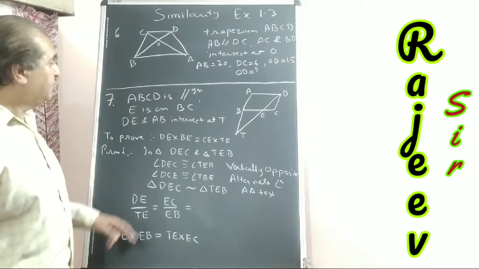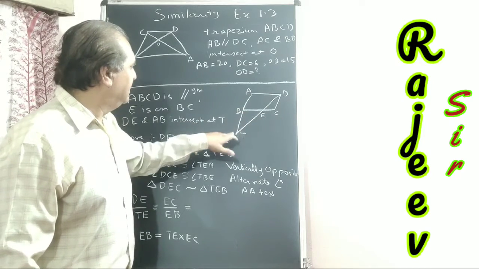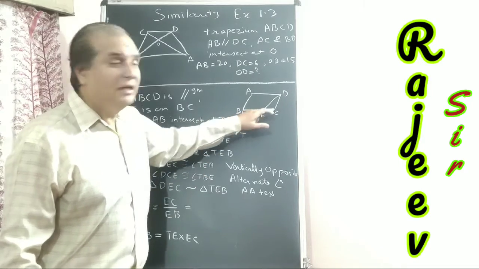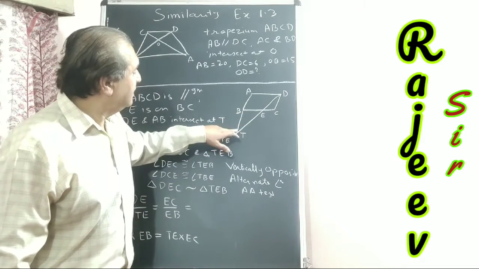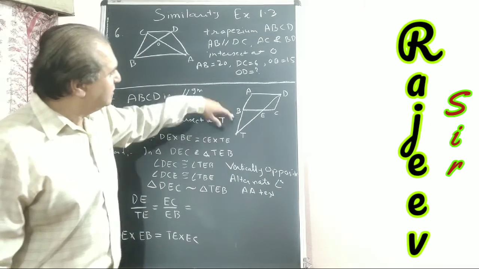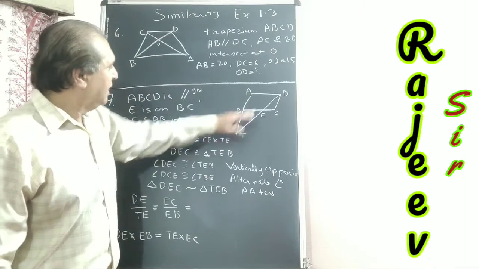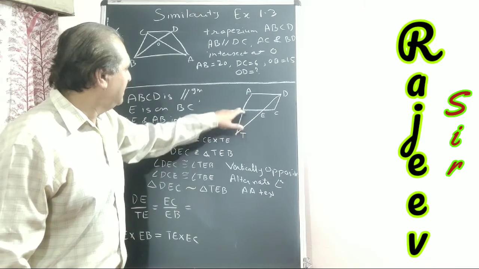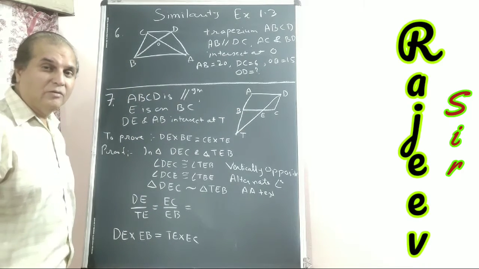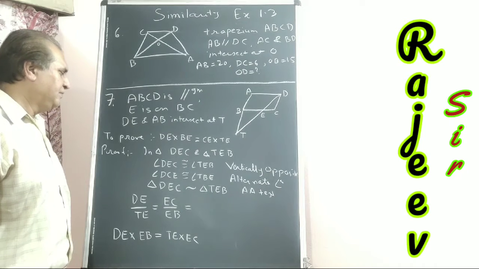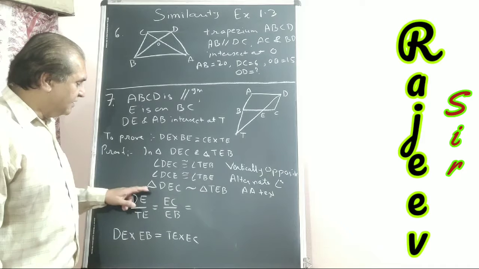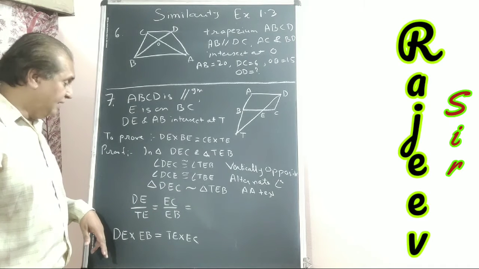So first we'll take triangle DEC and TEB. One, the vertical opposite angle is clearly seen. Angle DEC congruent to angle TEB, vertically opposite. And since this is parallel, you have alternate angles. Angle DCE and angle TBE. This angle is congruent to this angle, alternate. You can write converse of alternate angle, that's okay. If two angles are proved congruent, triangles are similar by AA test. Triangle DEC similar to triangle TEB by AA test.